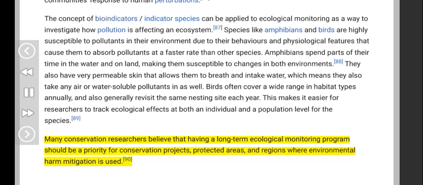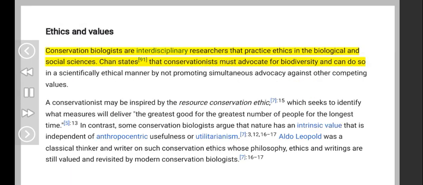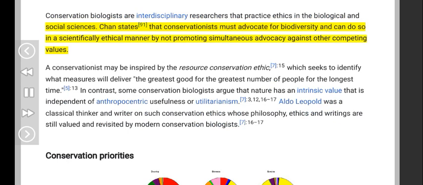protected areas, and regions where environmental harm mitigation is used. Ethics and values. Conservation biologists are interdisciplinary researchers that practice ethics in the biological and social sciences. Chan states that conservationists must advocate for biodiversity and can do so in a scientifically ethical manner by not promoting simultaneous advocacy against other competing values.